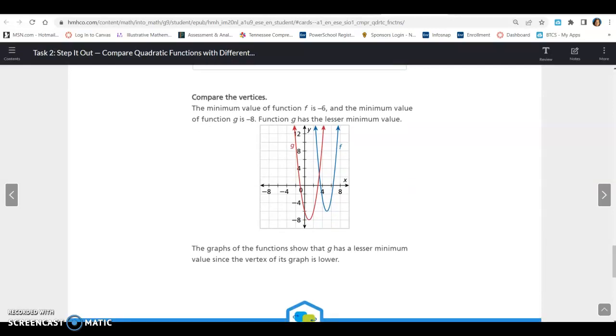All right, so now it says compare the vertices. The minimum value of function f is -6. Okay, you can see that right here. The minimum value of f, which is the blue one, is -6. And the minimum value of g is -8. So function g has the lesser minimum value. Okay, the graphs of the functions show that g has a lesser minimum value since the vertex of its graph is lower. So again, when you look at the picture, it's a visual image. You can see that this one is less or it is lower on the graph.